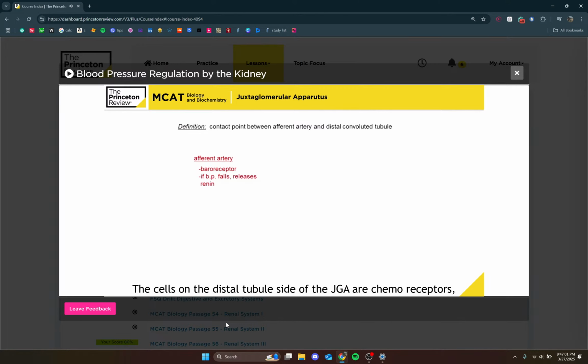The cells on the distal tubule side of the JGA are chemoreceptors, and they are monitoring concentration, or osmolarity, of the filtrate.